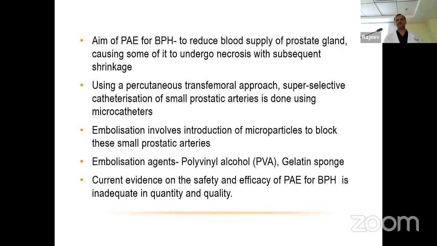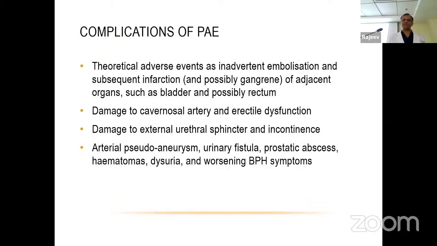The aim of prostatic artery embolization is to reduce blood supply to the prostate, causing some of it to undergo necrosis with subsequent shrinkage. Using a percutaneous transfemoral approach, superselective catheterization of the small prostatic artery is done using microcatheters. Embolization involves introduction of microparticles to block these small prostatic arteries. The agents used are polyvinyl alcohol or gelatin sponge. Current evidence on the safety and efficacy of prostatic artery embolization for BPH is inadequate in quality and quantity.